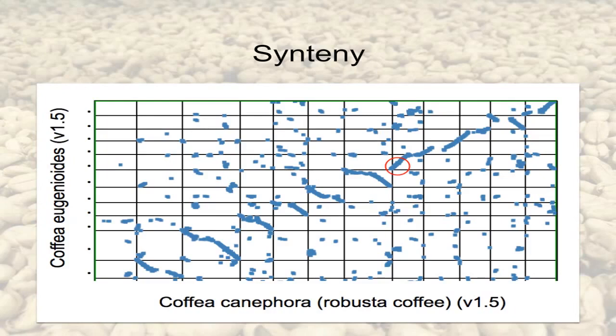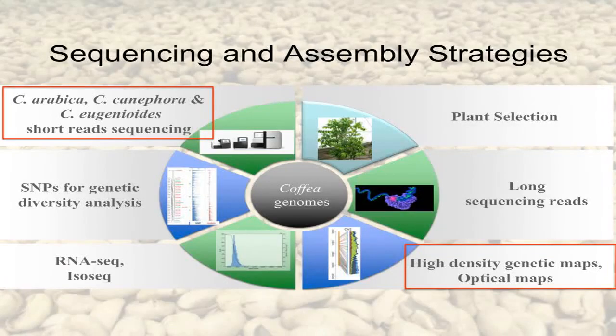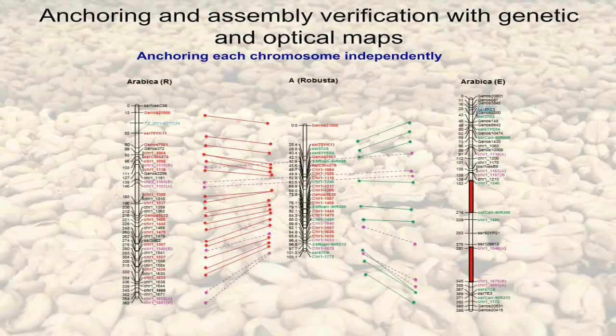We also compared the canephora genome to the eugenioides genome, and we were expecting these to be pretty similar because previous work has found that they're quite similar. So you can see the 11 chromosomes from canephora on the x-axis and the 11 chromosomes from eugenioides on the y-axis. And these are just dot plots that show the comparison on a per chromosome basis. And there's pretty good collinearity between the two genomes, as expected.